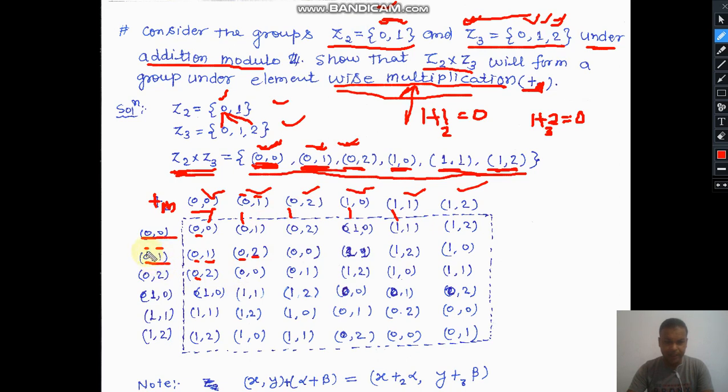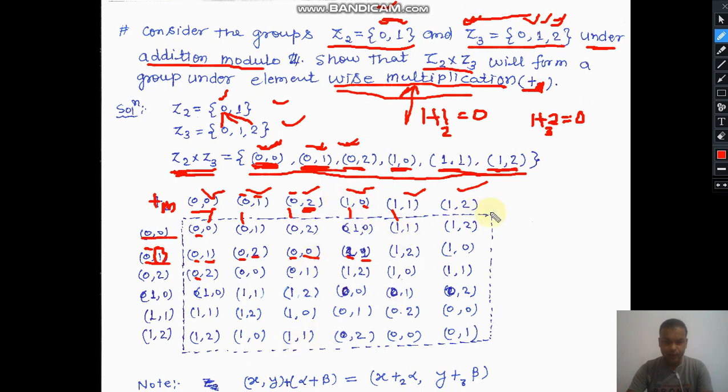Now for the second element, when this 0 is added with this 0, the result is 0. When you add this 1 with this 2, the result will be 3. But as we know, the second element of this ordered pair belongs to Z3, and Z3 does not contain 3. So here we have to apply addition under modulo 3, so the result will be 0. Similarly here, 0 plus 1 is 1, and 1 plus 0 is again 1.